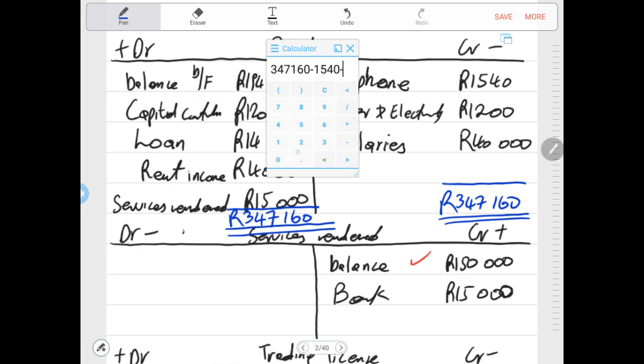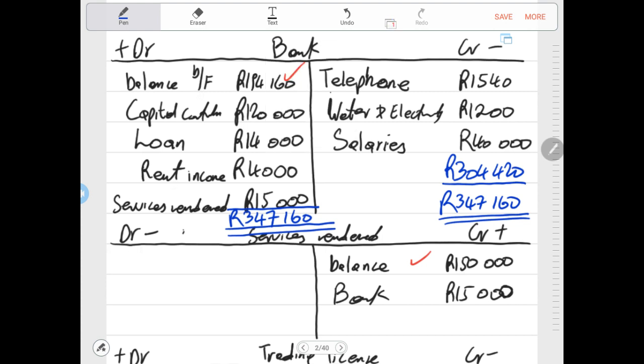1,540 minus 1,200 minus 40,000 rands. Then the difference, which is 304,420, is the balance. So this is the balance after we received the money and after we've made payments. Then we bring this balance to the other side, the opposite side.